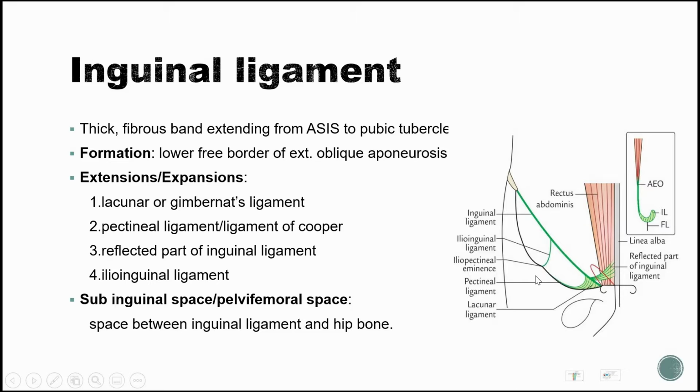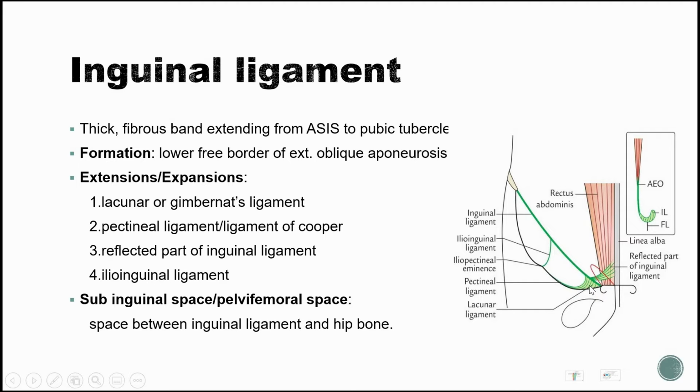extensions or expansions. These are the lacunar or Gimbernaut's ligament, pectineal ligament or ligament of Cooper, reflected part of the inguinal ligament, and the ilioinguinal ligament. These are named according to the location and the site of attachment. So moving on to the lacunar or Gimbernaut's ligament. This arises from the medial end of the deep fibers of the inguinal ligament. As you can see, this is the inguinal ligament and this is the medial end. So it arises from here.